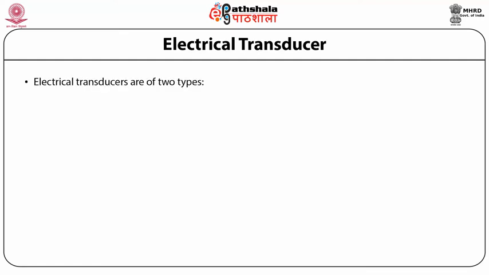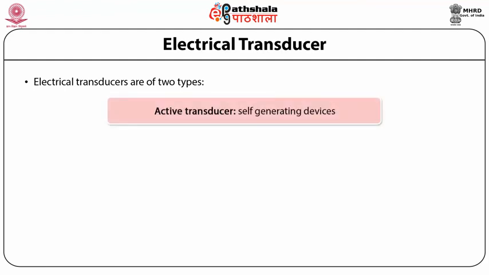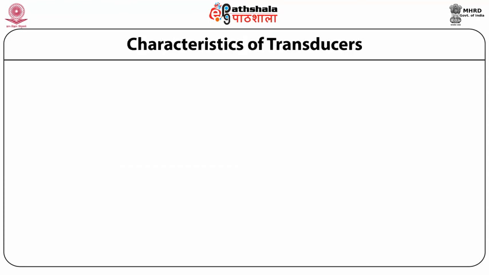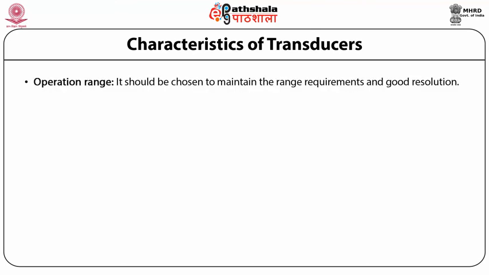Electrical transducers are of two types. First is the active transducer, which is nothing but a self-generating device. Second is the passive transducer, which does not generate any energy. Let us now discuss the characteristics of transducers. First is the operation range.